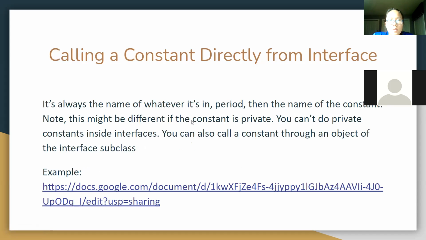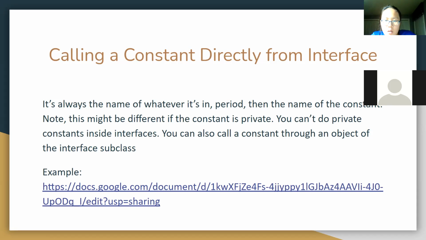All right, so when you're calling a constant directly from an interface, it's always the interface name, period, then the name of the constant. This might be different if the constant is private, because private means that it's only referring to the class it's in or the interface it's in. So if it is private, then you're not able to call it outside of the interface, but otherwise you are able to. You also can't do private constants inside interfaces anyways, but just a note.